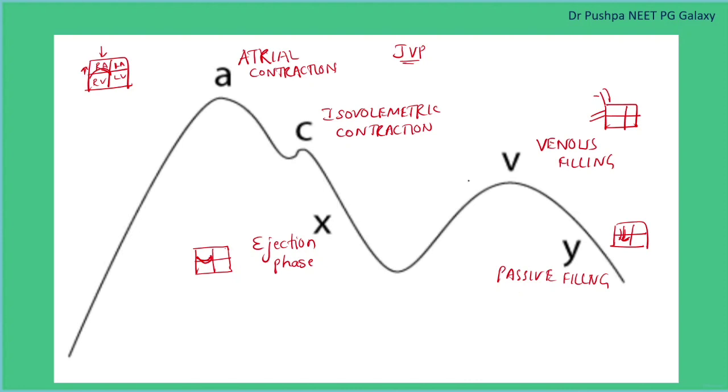So this is about the jugular venous pressure. This is the normal jugular venous pressure. What are the normal waves and what is the reason for these waves? This jugular venous pressure is the measure of right atrial pressure changes.